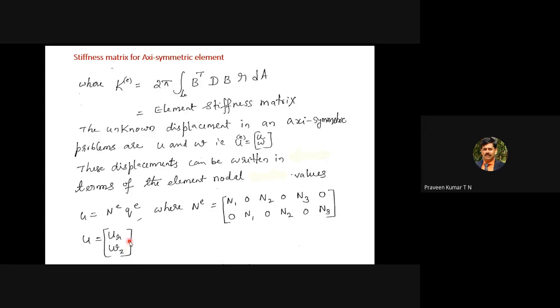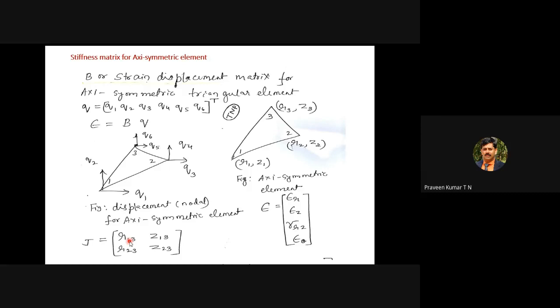The subscript Z indicates that W refers to deformation along the Z direction. You are considering an axisymmetric triangular element. It is not like your x coordinate and y coordinate. For most triangular elements, we have x1, y1, x2, y2, x3, y3. But there is a difference between the plane triangular element and the axisymmetric triangular element.